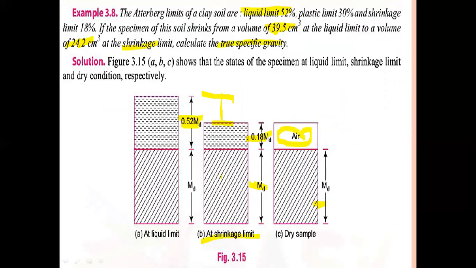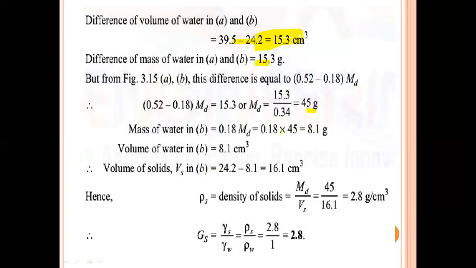So this is 0.18 into MD. MD value substituted in this equation, 0.18 into 45, that equals 8.1 grams. Next, volume of water, 8.1 gram, 8.1 cubic meters. Next, volume of solids Vs is 24.2 minus 8.1, that equals 16.1 cubic meters. Hence, Rho S, density of solids, MD by Vs, that equals 45 divided by 16.1, that equals 2.8 gram per centimeter cube.